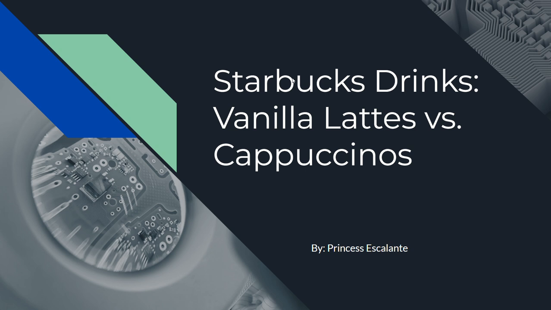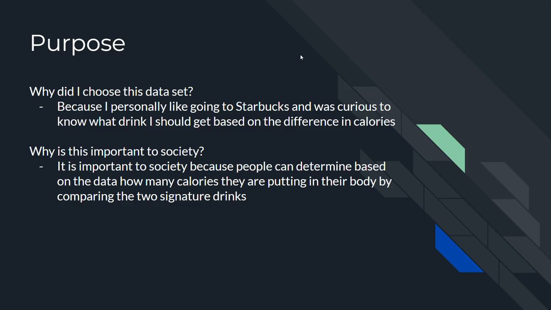Today I will be doing a presentation over Starbucks drinks. In this case, it'll be vanilla lattes versus cappuccinos. So why did I choose this data set? Because I personally like going to Starbucks and was curious to know what drink I should get based on the difference of calories. And why is this important to society? It's important because people can determine, based on the data, how many calories they are putting in their body by comparing the two signature drinks, because they're very popular drinks, I might add.